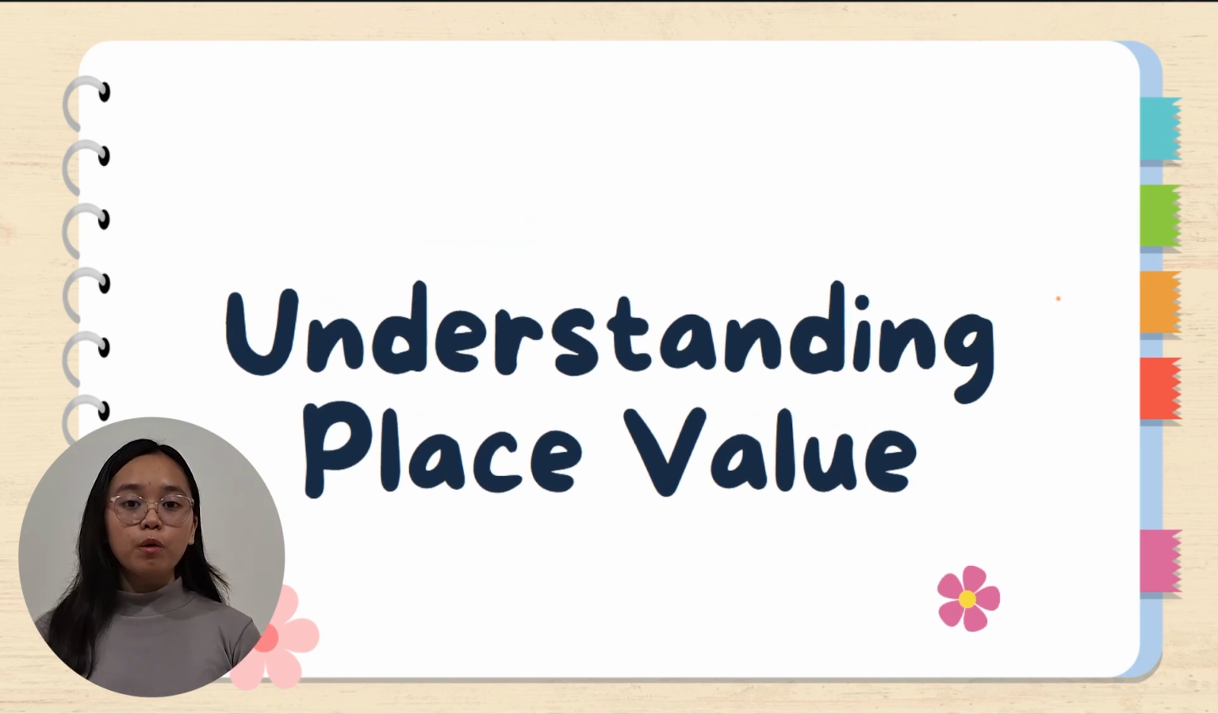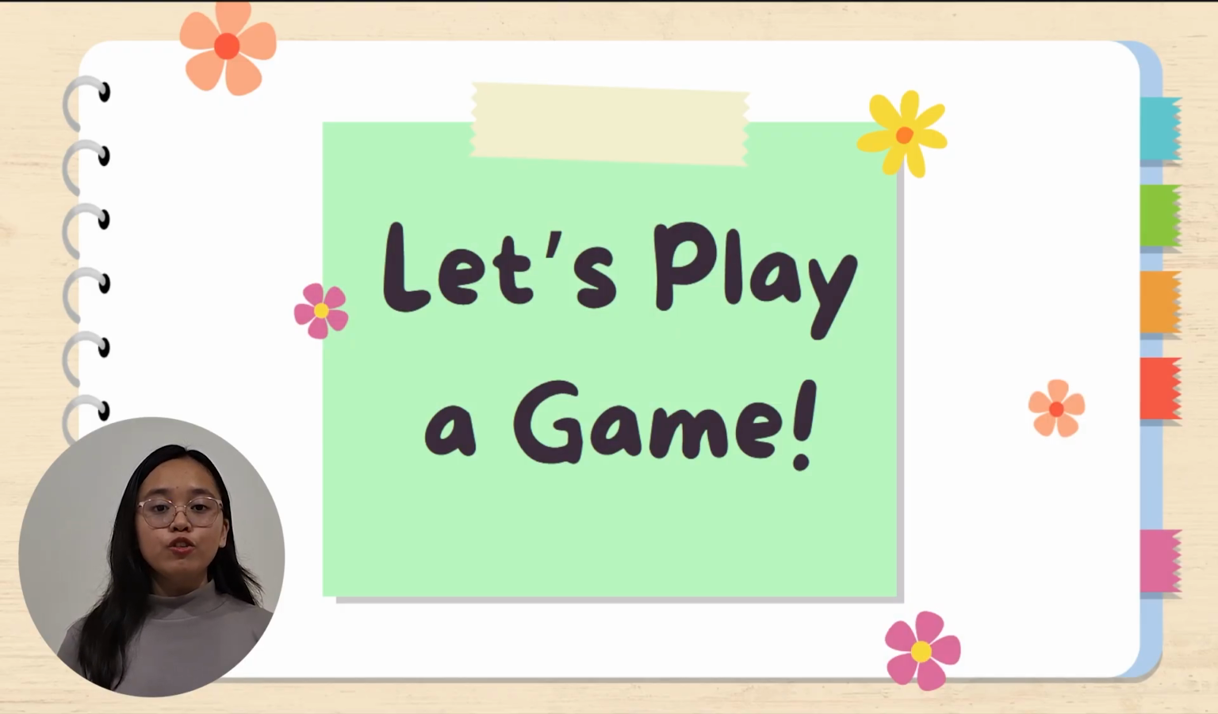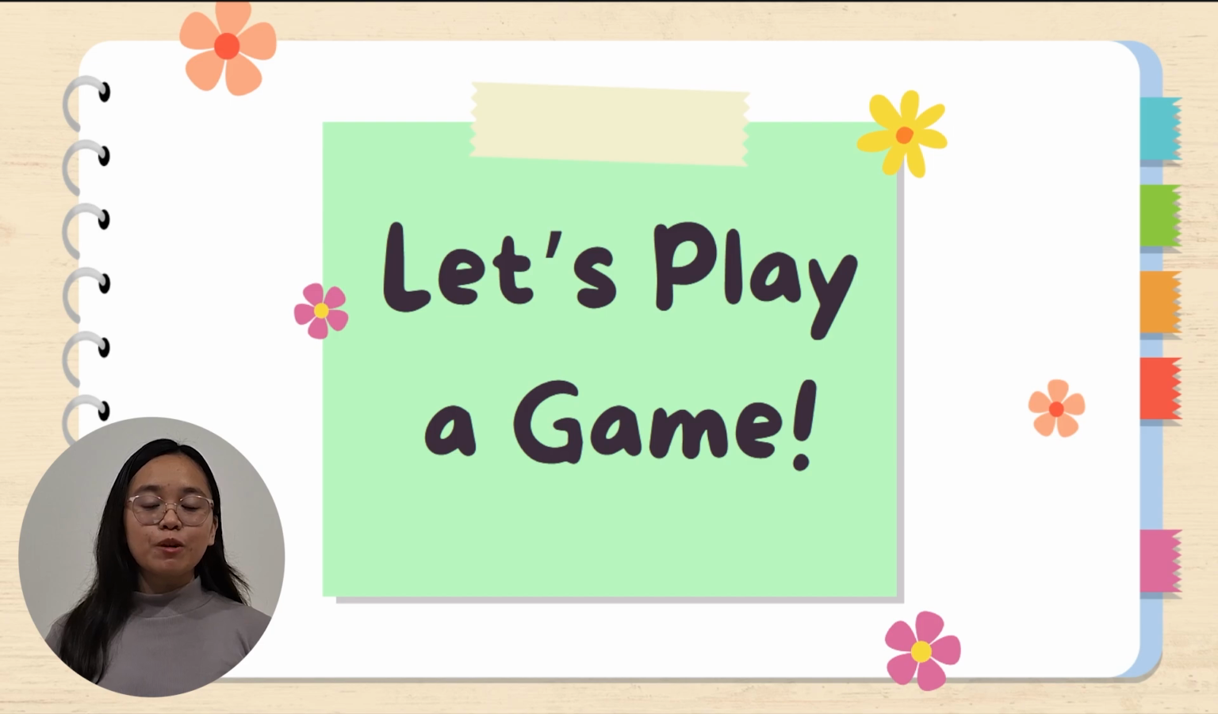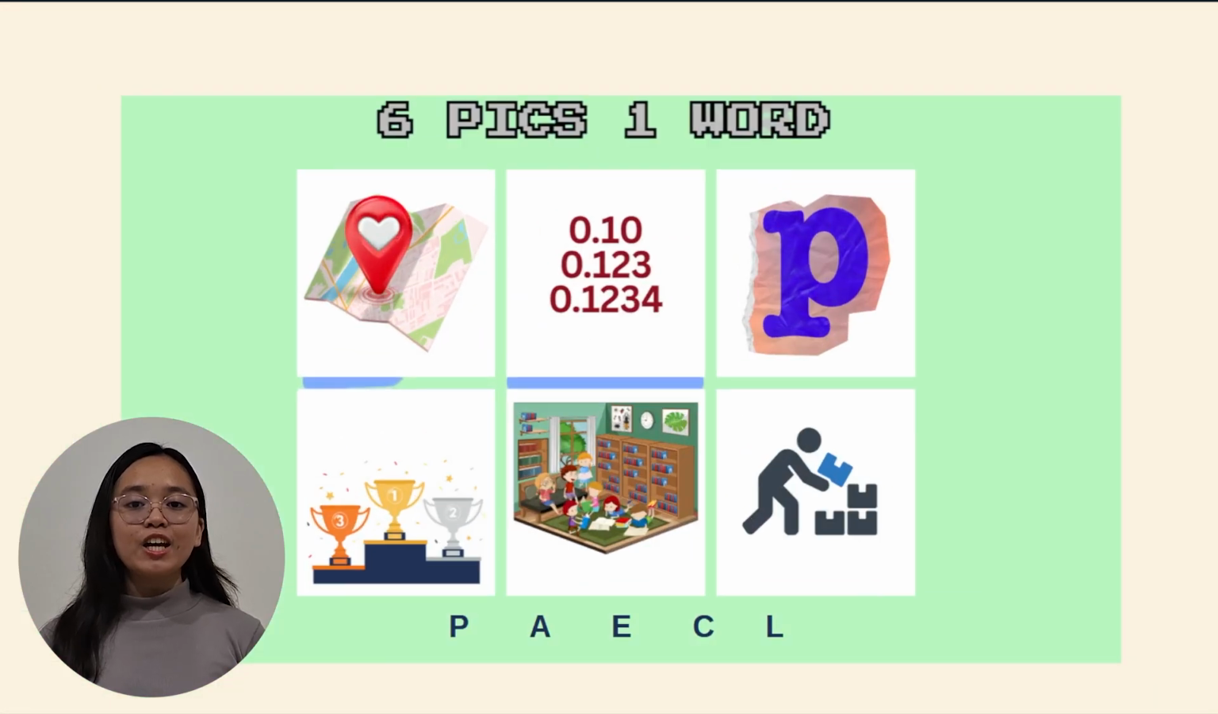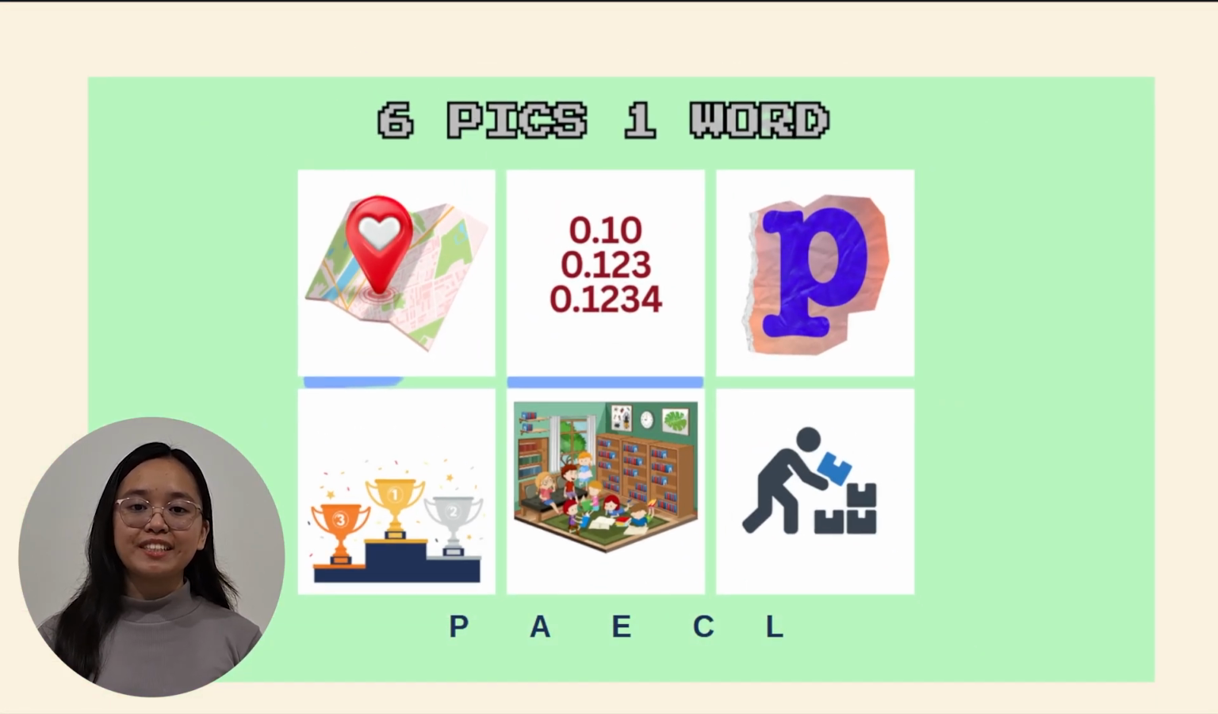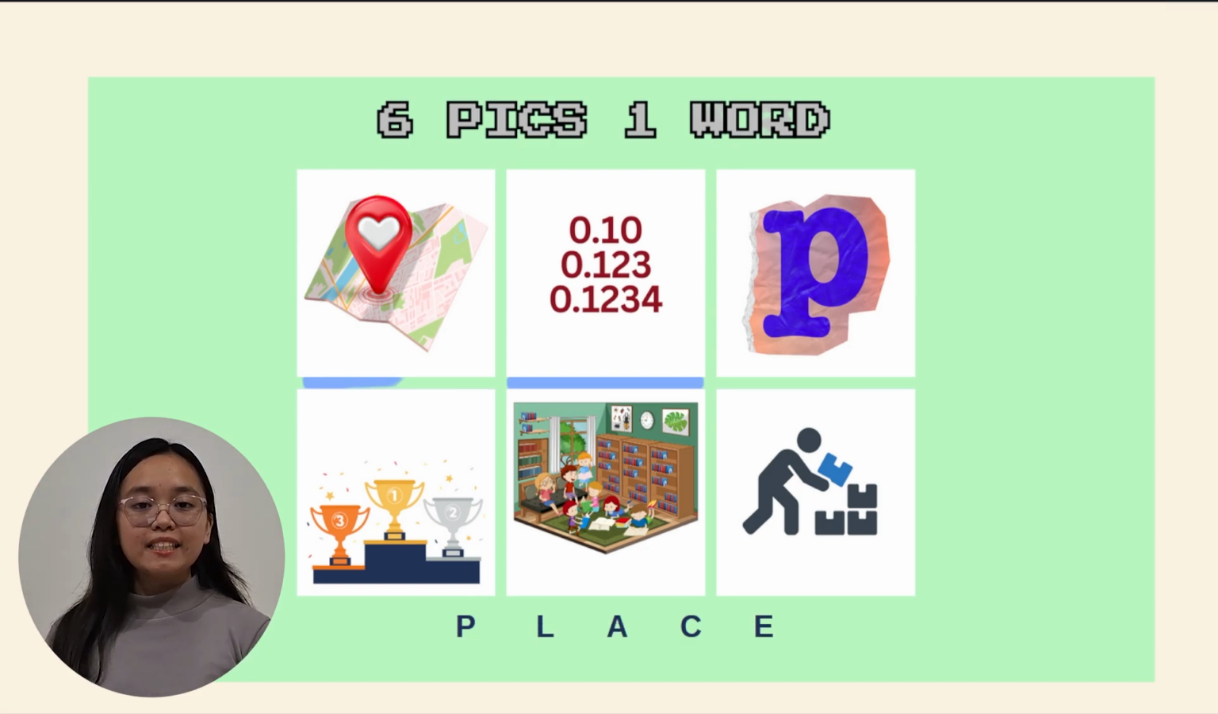Before we begin, we will play jumbled words. First, I will show 6 different pictures and your task is to find the one word that represents them all. Here is the first group of pictures. That is correct. The word is place. Now this word has an important connection to our topic later.